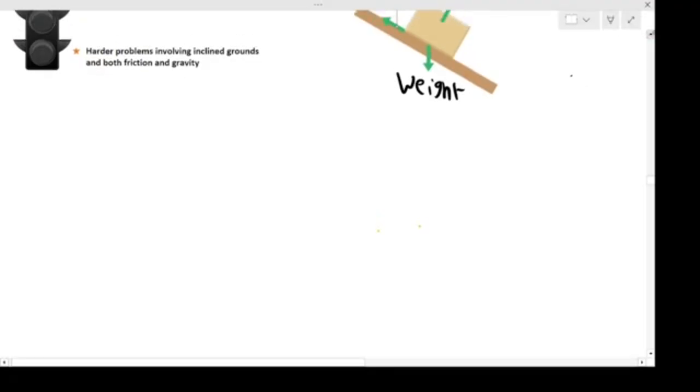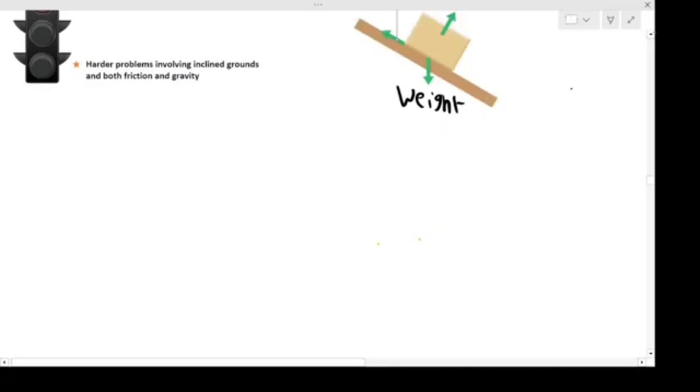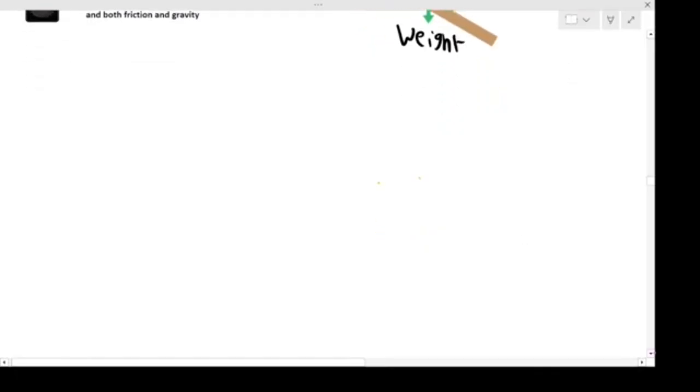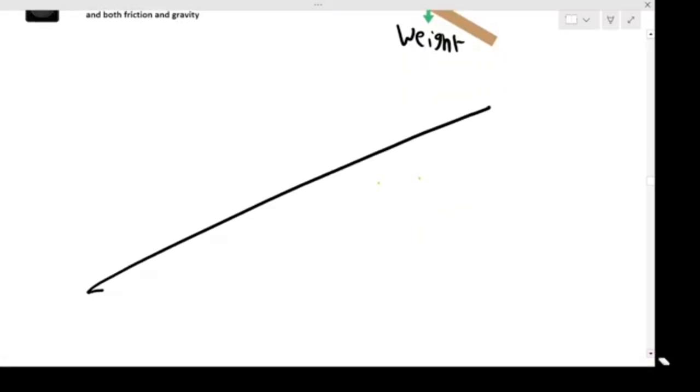Okay, now I'm going to do an example that's based on this diagram here. So again, I've got this surface now that's at an angle. I'm going to draw a nice big diagram here. So you can see it's at an angle. If I draw a flat line, it's at an angle theta here.